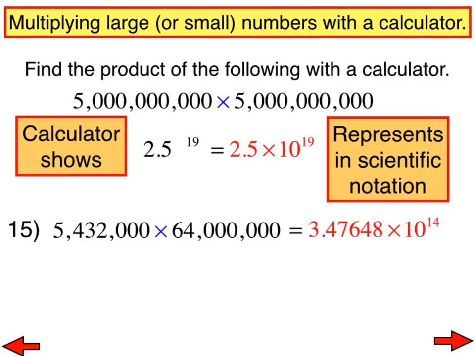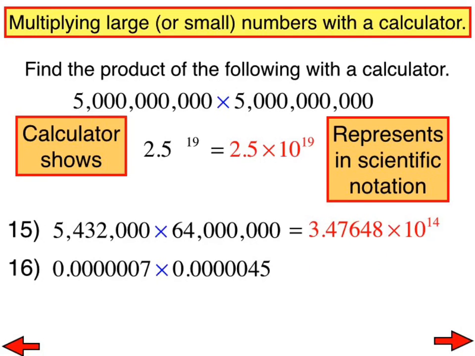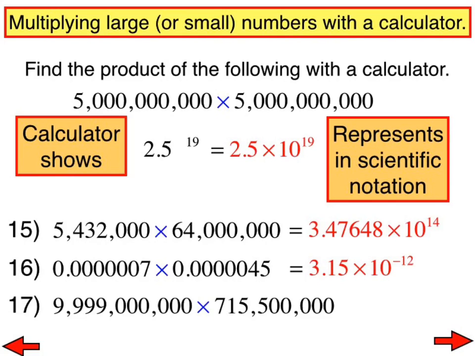3.47648 times 10 to the 14th. We made a determination that we'd like to maybe start rounding these to the hundredths place. So if we're going to do that, that would be 3.48, because this is the hundredths place and that digit is 5 or bigger. So 3.48 times 10 to the 14th if we're going to round to the nearest hundredth. Number 16 should be 3.15 times 10 to the negative 12th. 17 should be 7.15 if you round to the hundredths place times 10 to the 18th power. All right, we are finished for today.